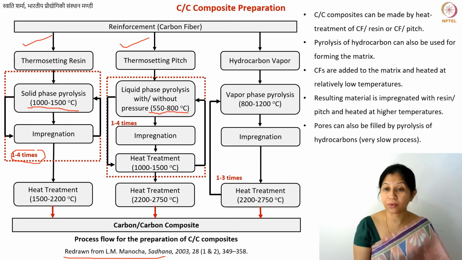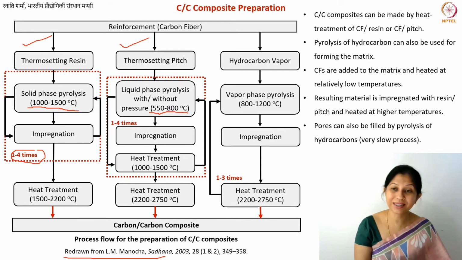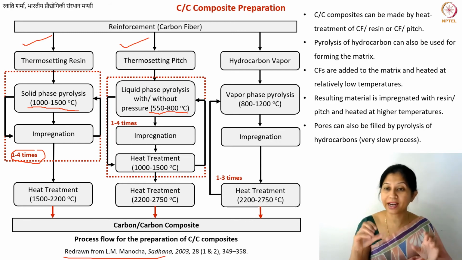Now I have one question for you, and you can think about it yourself. If you want to provide a certain shape to your structure, let's say you want to make a cylinder using this carbon-carbon composite, at which stage are you going to give it the shape of the cylinder? I think you know the answer, it's easy, but still think about it in all three cases: thermosetting resin, pitch, and pyrolytic carbon structure. At what stage are you going to provide the shape that is desired for your application?